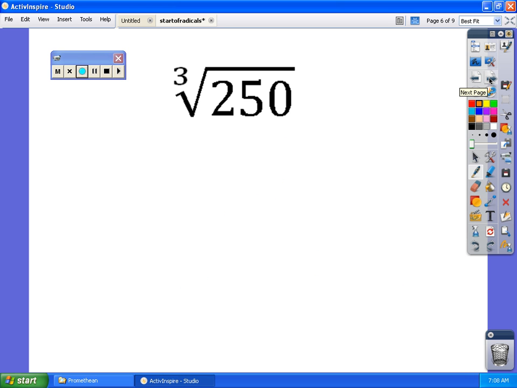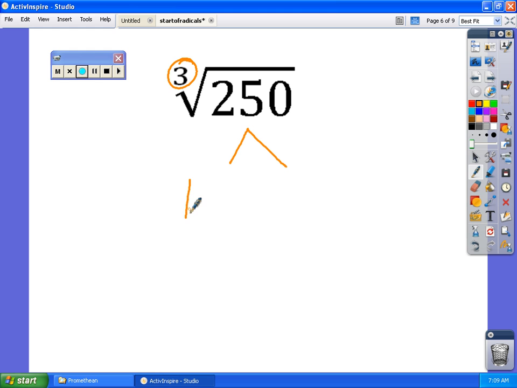Okay, this one's slightly different. This is the cube root. In the last one, I was taking the square root, so in order for it to come outside, I needed a pair. This time, how many do you think I need for it to come outside? If you said 3, you would be correct.